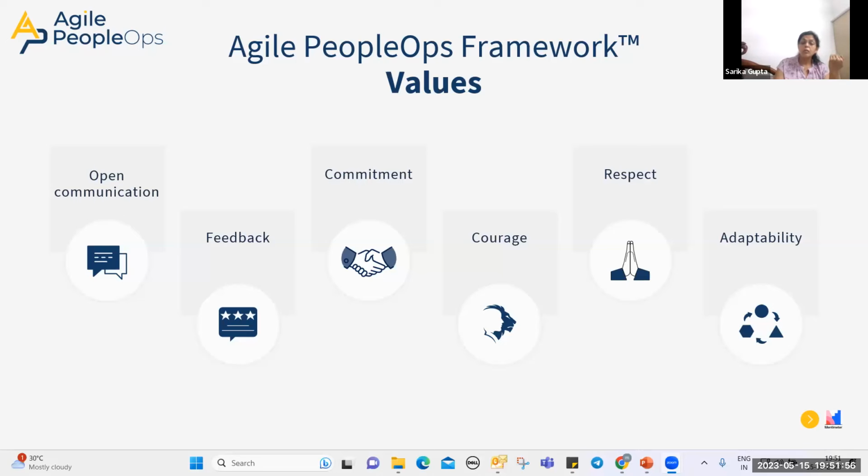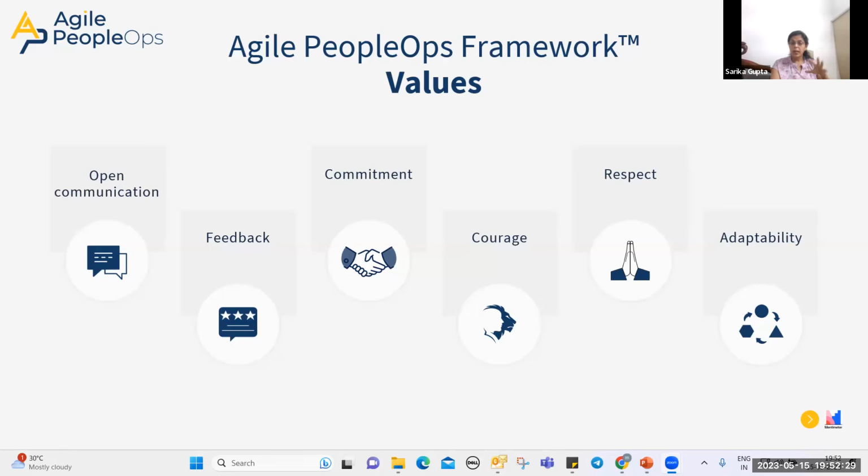Open communication refers to creating a work environment where employees feel comfortable and are encouraged to express their thoughts, their concerns, and to give their feedback without the fear of retribution. By promoting this, HR or people operations, so to say, can gather valuable insights from employees. They can identify areas of improvement. They can make data-driven decisions.